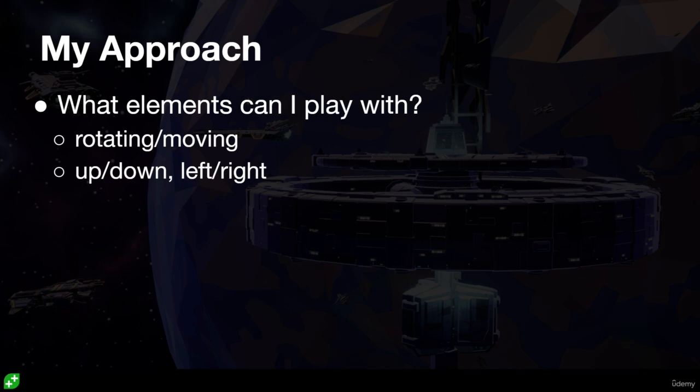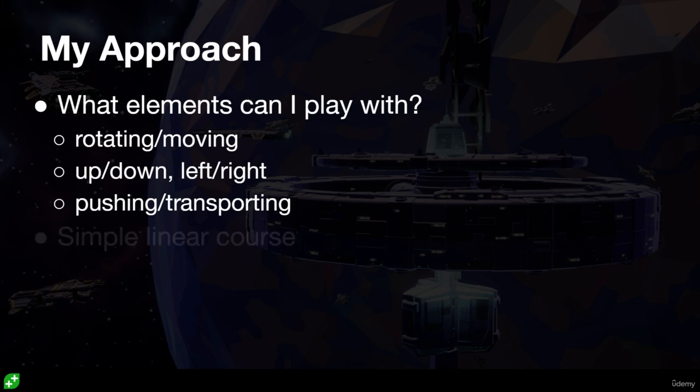So you could have platforms that transport you across a gap. You could have up and down to take you up a level like we've already shown. We've got the pushing / transporting option. So platforms can be used to push you off of something, so they can be an obstacle to avoid, or they can transport you, in which case they're an obstacle that you want to get on. So those are some of the options that we've got available here.